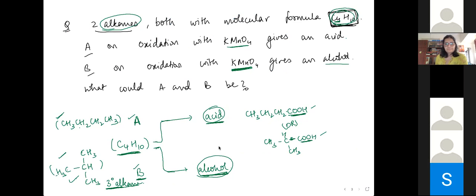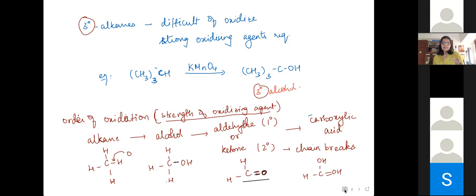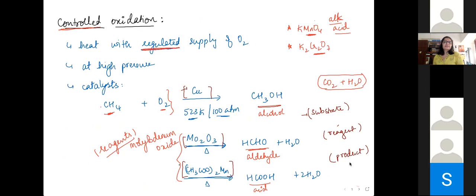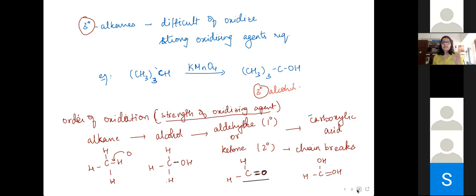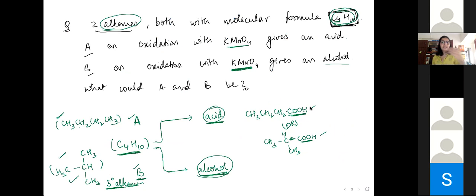So this is one sort of question, the direct question would be the substrate, reagent, product type, where you'll be given the substrate and the reagent, identify the product. This is more of a slightly higher level question. This is another type of question that you will be asked. Ma'am, I'm still a bit confused about the relation between the order of oxidation and primary, secondary, tertiary carbons. Like, how is that related?